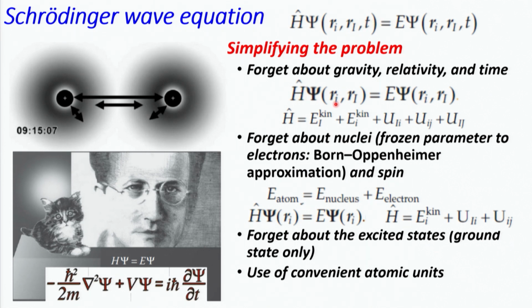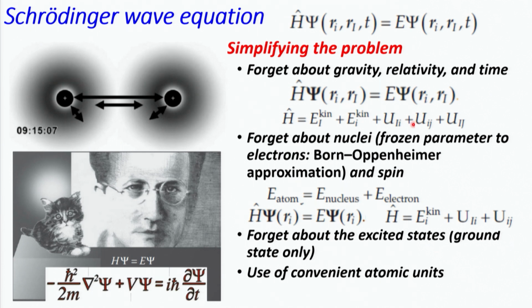Then we get H psi equals E psi, where psi is a function of position, and this H is nothing but the Hamiltonian operator. It consists of the kinetic energy of all the particles. So in this case, it will be the kinetic energy of the nuclei and the kinetic energy of the electrons. Then potential energy means essentially the attractive and repulsive interaction between nuclei, electron and electron.